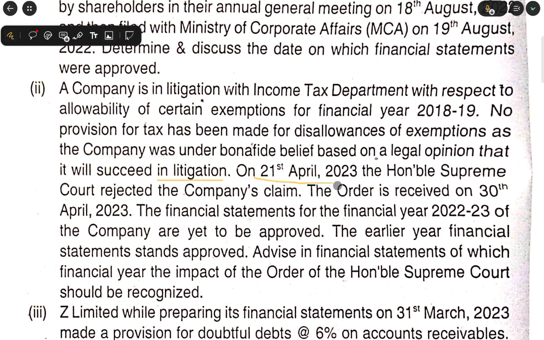On 21st April, the Honorable Court rejects the company's claim. On 30th April, the financial statement of the financial year 2023 for the company is yet to be approved. The earlier year financial statement stands approved. The objective is how the financial year is impacted, and the order of the Honorable Supreme Court should be recognized.